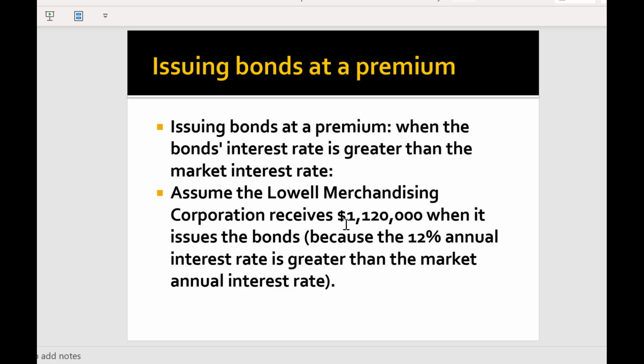So that's the basic supply and demand idea. Let's assume Lowell Corporation receives 1.12 million when it issues the bond, which means they will be paying back 1 million at the end of the 10th year, but at the beginning they receive more than they are paying back in principal. They are still paying interest, but they receive a little bit more than the face value of the bond because they are paying a greater interest rate than the market interest rate.